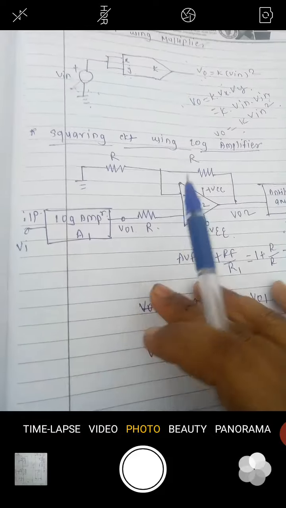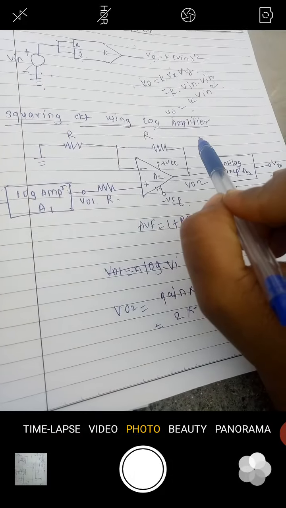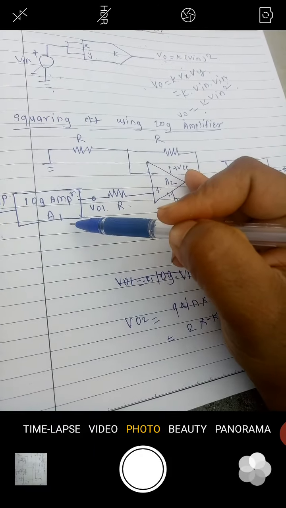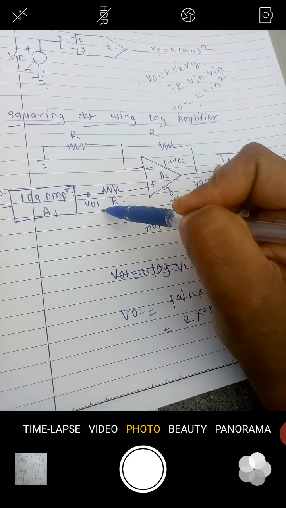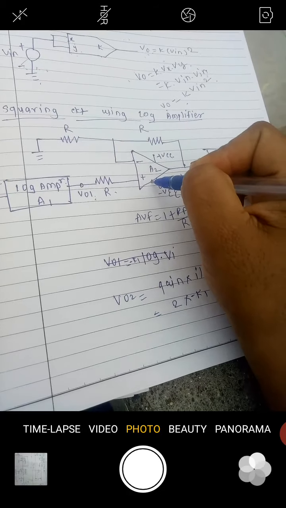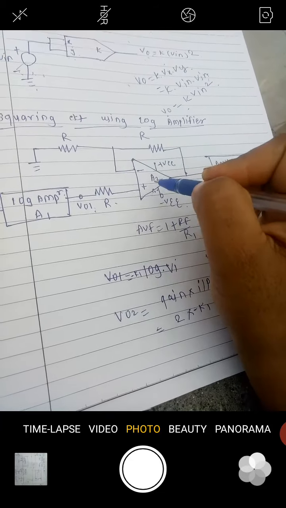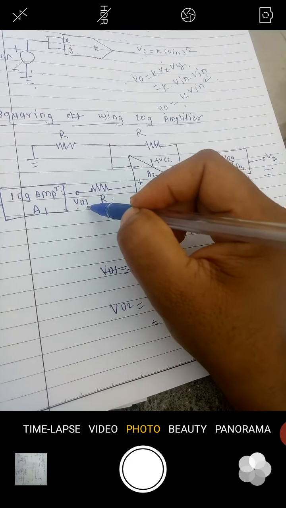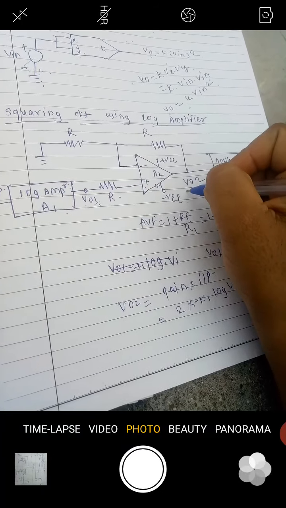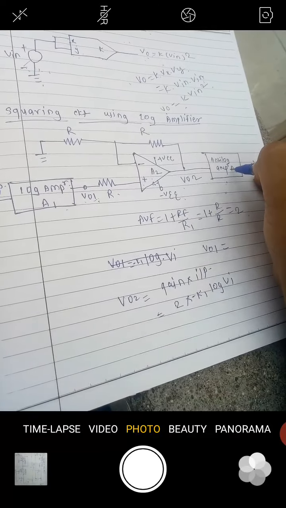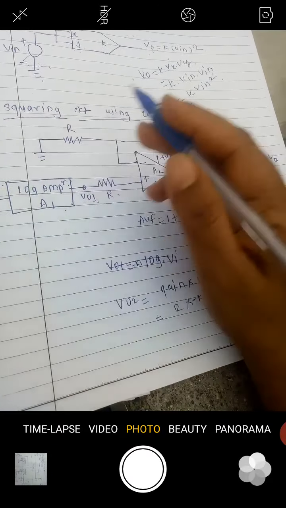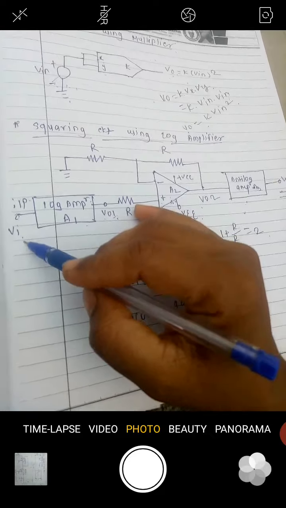So next bit is squaring circuitry using log anti-log amplifier. Here input is connected to the log amplifier circuitry A1 and the output of this log amplifier circuitry is connected to the non-inverting terminal input of A2 amplifier. A2 amplifier is connected in non-inverting mode and the input of this circuitry is nothing but V01, which is the output of logarithmic amplifier circuitry, and the output of this non-inverting amplifier circuitry A2 is given to the input of anti-log amplifier circuitry, and the output of this anti-log circuitry is nothing but the square of input. V0 is proportional to the Vin square.